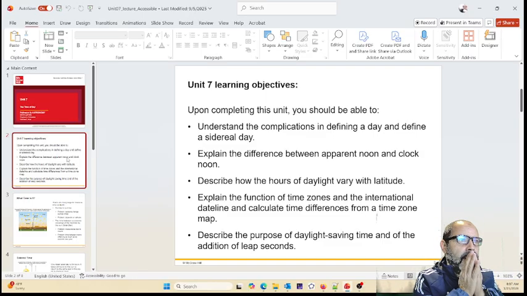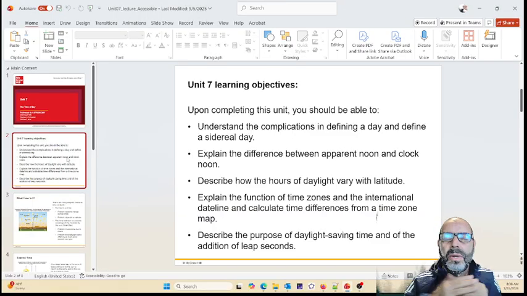And then we're going to talk about noon and the fact that noon is not necessarily the noon that we're talking about, not the 12 o'clock p.m., the one that people usually talk about when they talk about noon. And then describe the hours of the day and how they change from latitude to latitude.